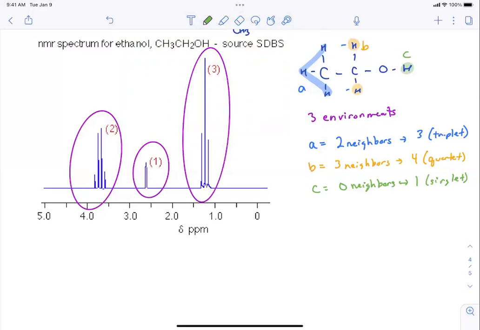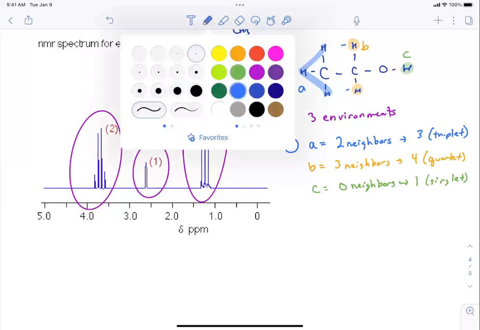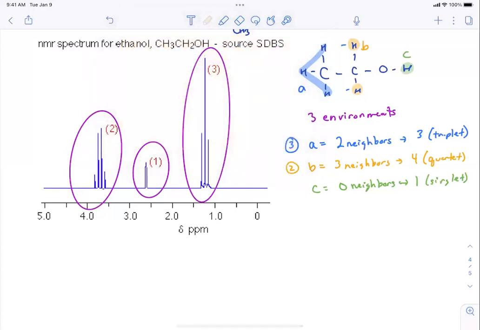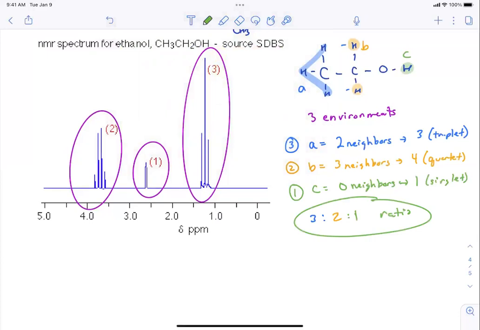Now, to talk about Matthew's question about ratios, we know that A has three hydrogens in it, B has two hydrogens, and C has one hydrogen. So the ratio is, in any order you want, 3 to 2 to 1. Okay, thank you.